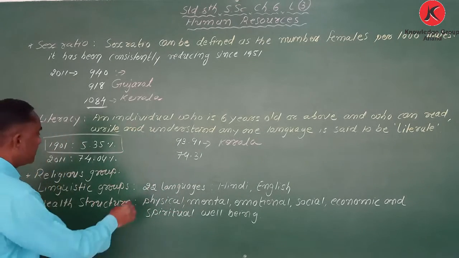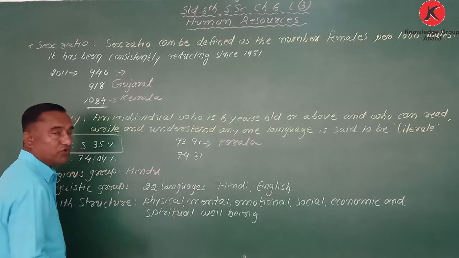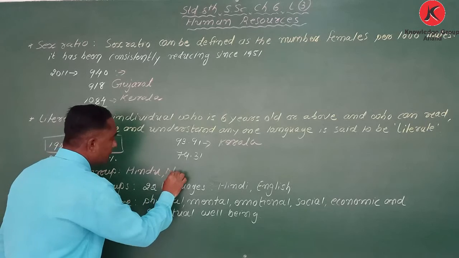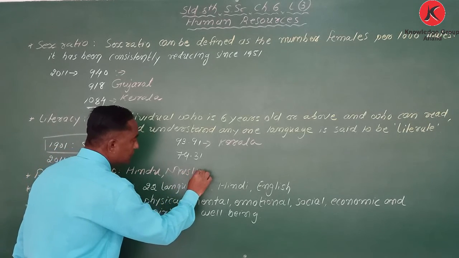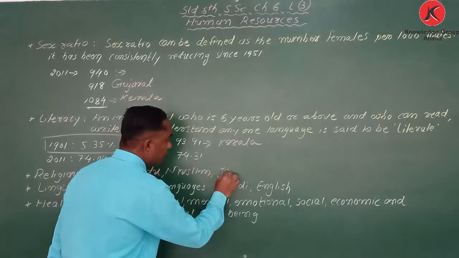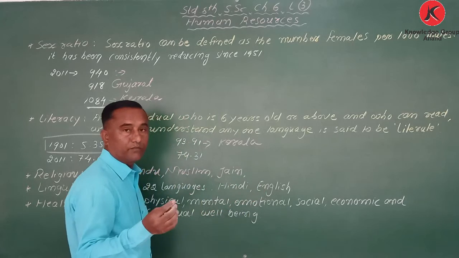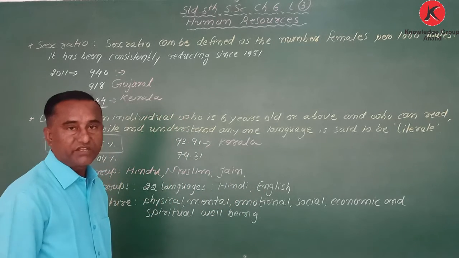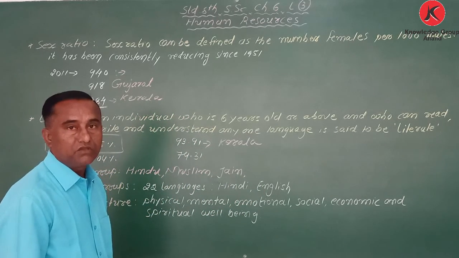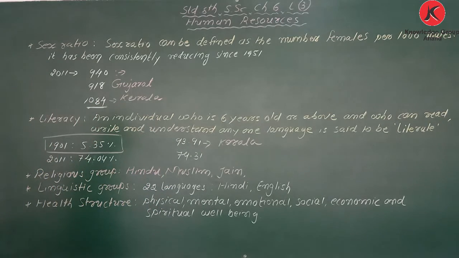In India we have people following the Hindu religion, people following the Islam religion, then people following the Jain religion, then Christianity, Parsism, and Sikhism. So many religions are followed in India.